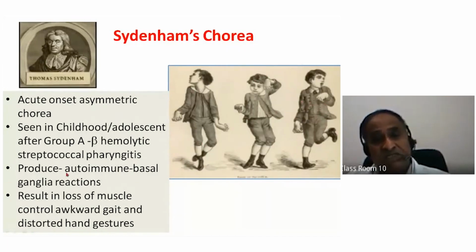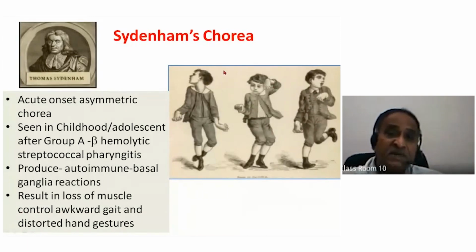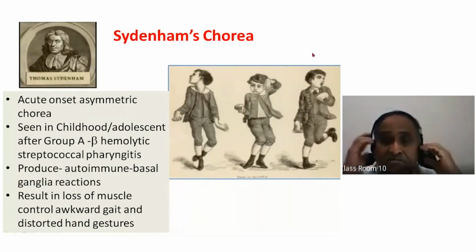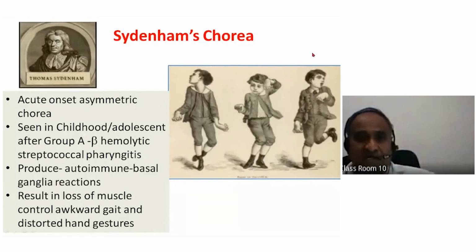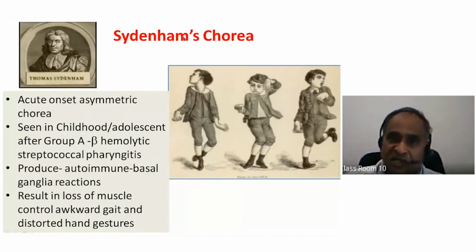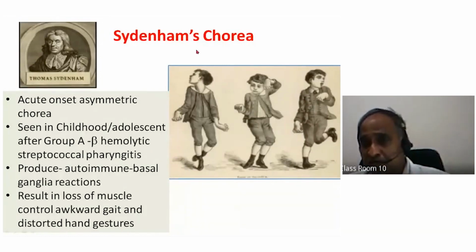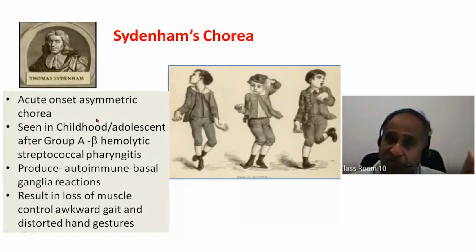One part, so this will produce a loss of muscle control, awkward gait and distorted hand gestures. So with the treatment of these streptococcal infections and other autoimmune conditions, the children may recover from this Sydenham's chorea. Sydenham's chorea is in the early age. Huntington's chorea is in the late stage. Sydenham's chorea is a self-limiting disorder. That means after 6 to 8 months, he will become normal with treatment.